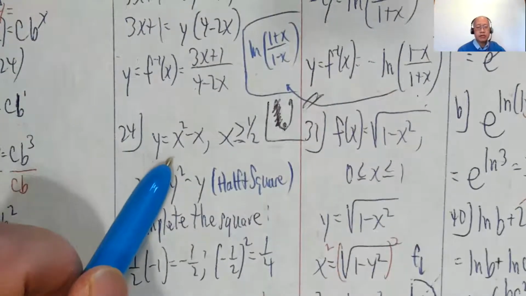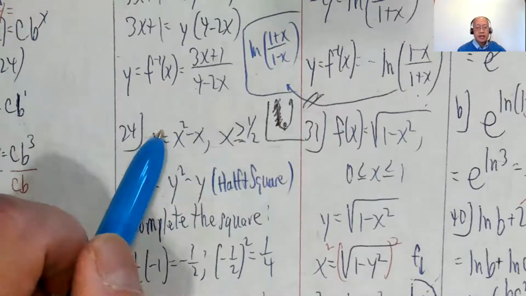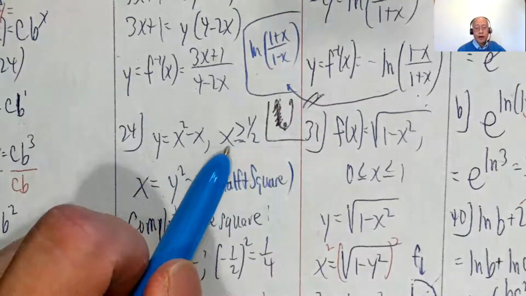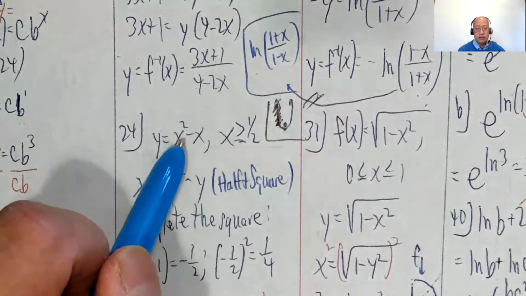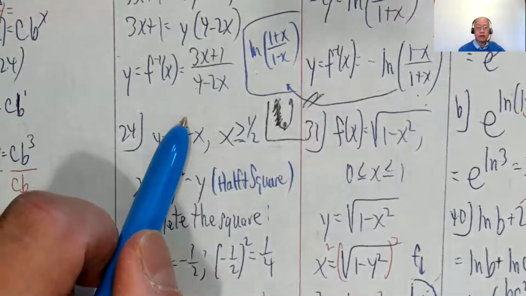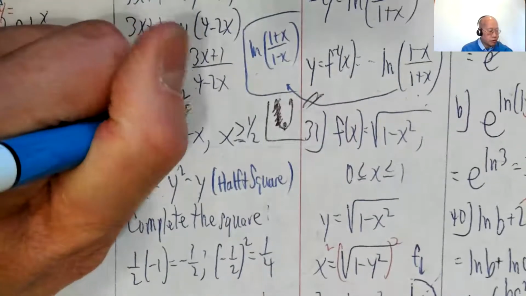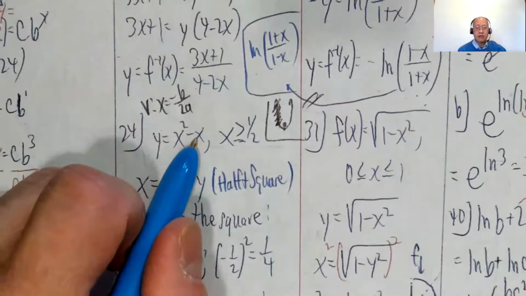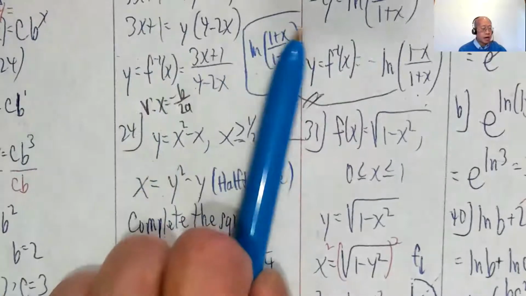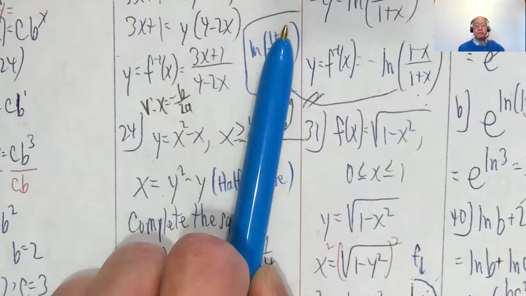24, y equals x squared minus x. x is greater than or equal to 1/2. Why do they say that? This looks like a parabola which opens up, which is not one-to-one. But for x greater than or equal to 1/2, the vertex here is at x equals 1/2. You can use the formula negative b over 2a, you might recall, for the vertex. Vertex is at x equals negative b over 2a. So negative 1 over 2 times 1 is 1/2. So that means I throw this part out. I only have this portion of the graph. So if I only have this portion of the graph, it is one-to-one.